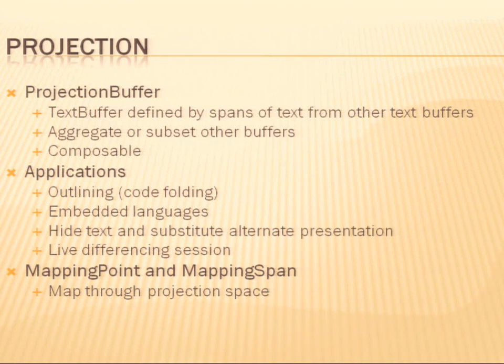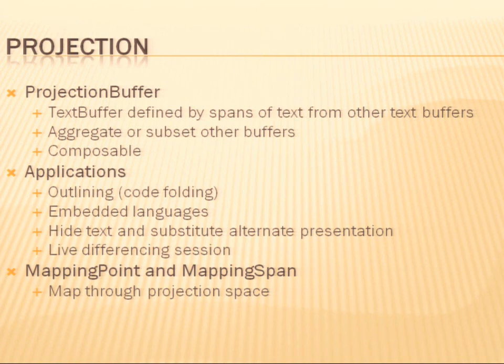Also at the text model layer, we have this notion of projection of text. A projection buffer is a text buffer whose text, rather than storing text, is defined by a sequence of text spans from other text buffers. So you can use these to aggregate text from different sources, from different documents, for example, or to subset the text from a single document, or any combination of these. And because these things are text buffers, they compose, so you can build stacks, so you can build DAGs of these projection buffers, which actually turns out to be a pretty useful capability.